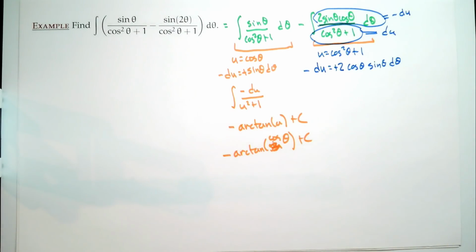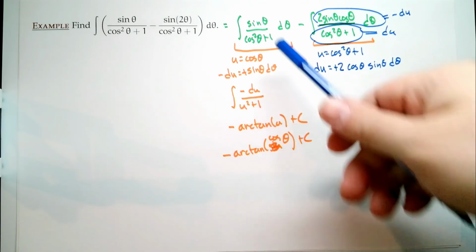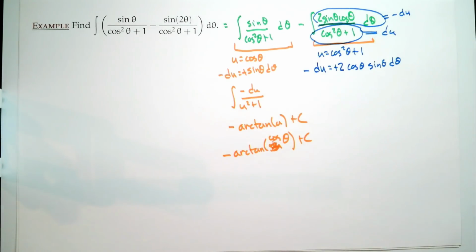Oftentimes, when you have a fraction, especially when you have addition downstairs, there's kind of 2 things you should be thinking of. One of them is like, can I make it look like arctangent? Which is what happened to the first one. Which is to say, if I make a good substitution, I get u squared plus 1 downstairs.